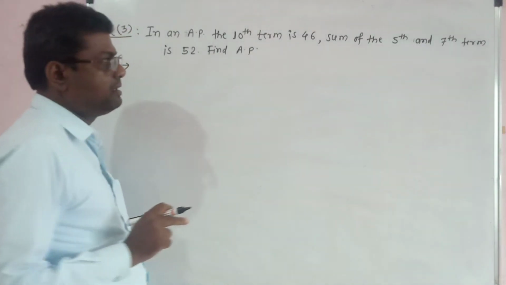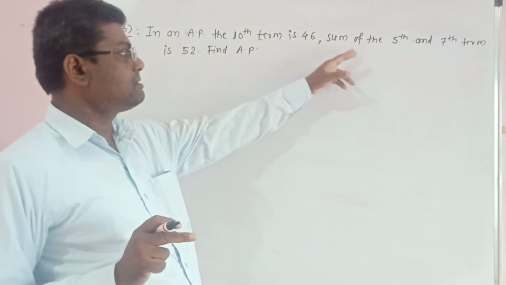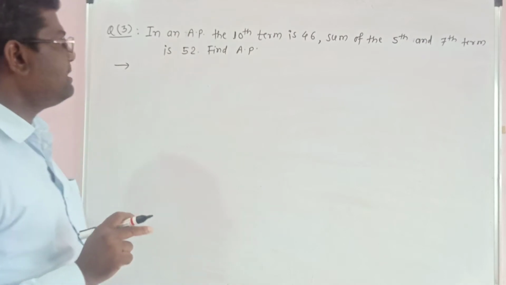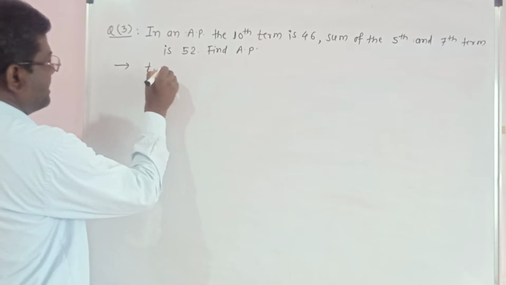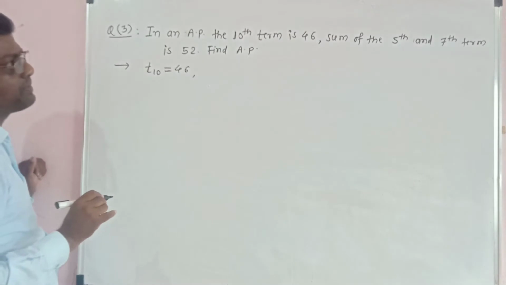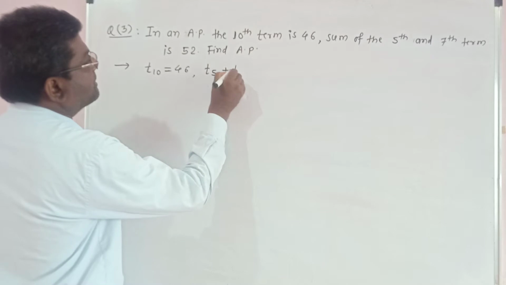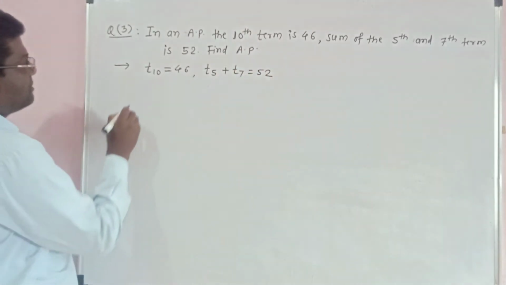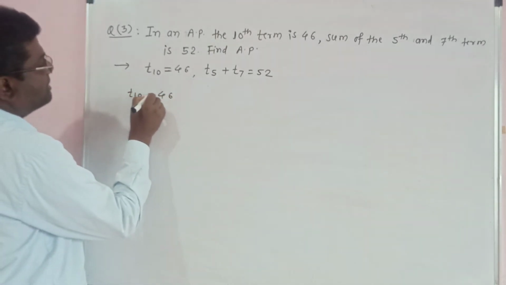Question number 3. In an AP, the 10th term is 46. The sum of the 5th and 7th term is 52. Find the AP. Here we are given the 10th term, that is T10 is equal to 46, and we are given the sum of the 5th and 7th term. That means we are given T5 plus T7 is equal to 52.